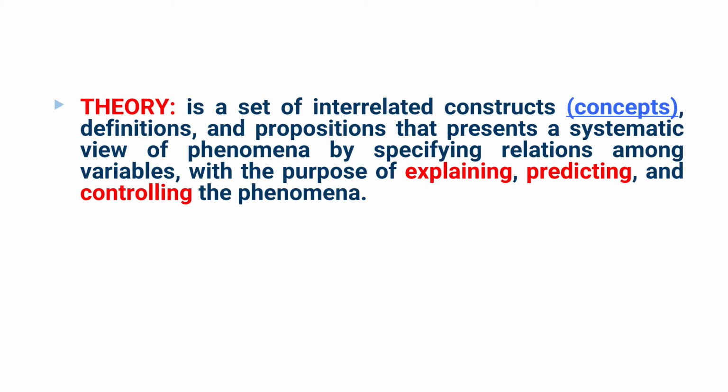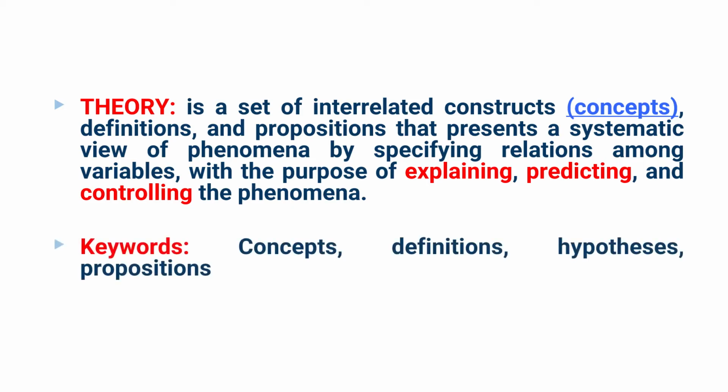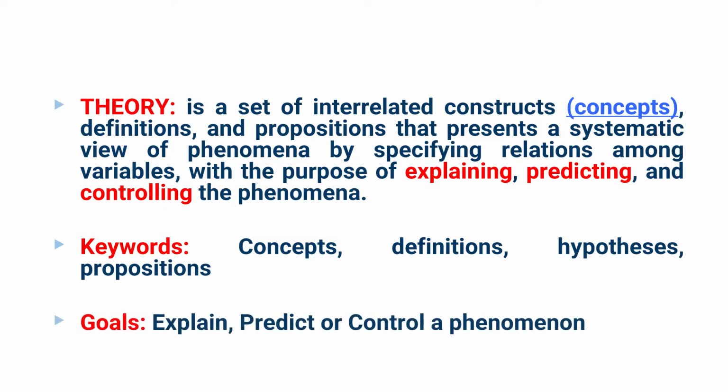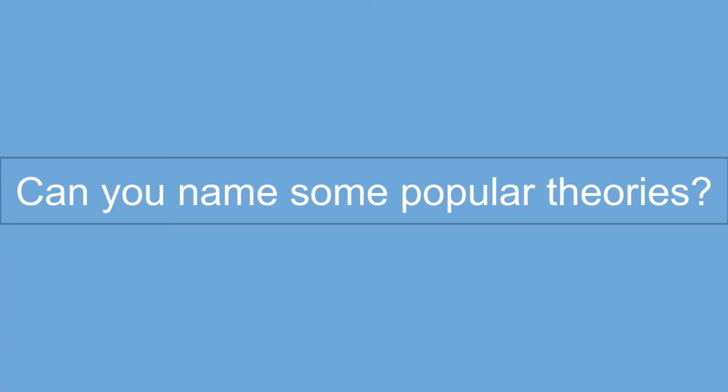Now these interrelated constructs basically help explain, predict, and control a phenomenon. So if you're going to take some keywords for this, it would of course be concepts, definitions, hypotheses, propositions. And we have to remember that the goal of a theory is to explain, to predict, or control a phenomenon. That is why there is a reason for us to make a study, because we want to test this theory. Can the theory explain, predict, or control the phenomenon that we have in mind?